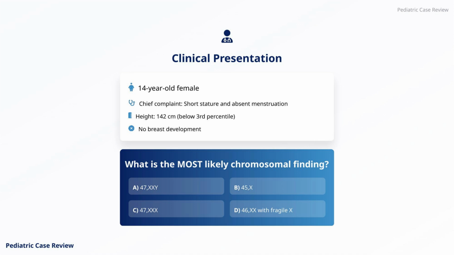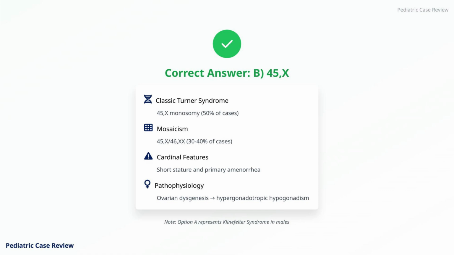A 14-year-old female presents with short stature and absent menstruation. Her height is 142 centimeters, below the 3rd percentile, with no breast development. What is the most likely chromosomal finding? Option A, 47XXY. Option B, 45X. Option C, 47XXX. Option D, 46XX with fragile X. The correct answer is B, 45X.